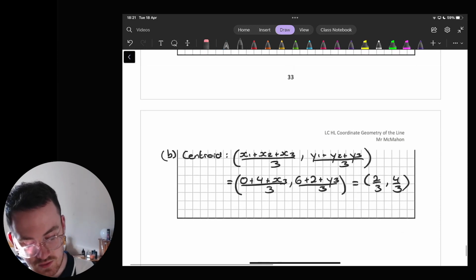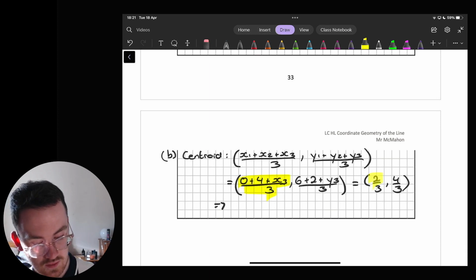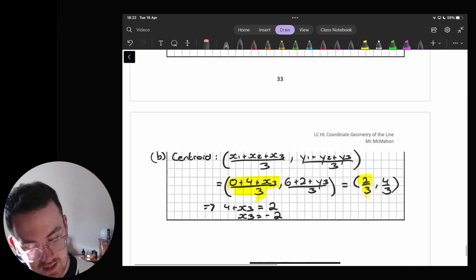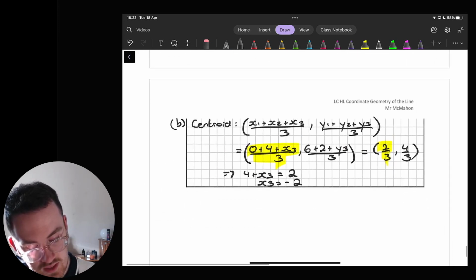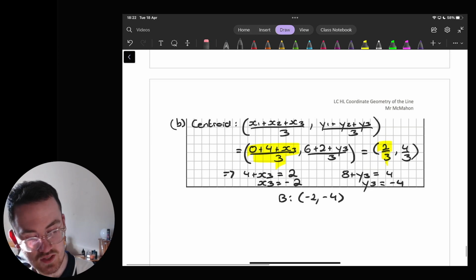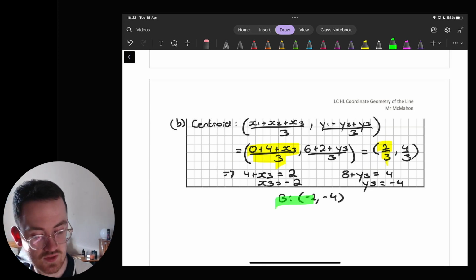So that means, of course, taking the x coordinate first, that 4 plus x3 is equal to 2, so x3 is equal to minus 2. And then taking the y coordinate, I get that 8 plus y3 is equal to 4, so y3 is equal to minus 4. So that means that B is (-2, -4). That's my answer for that second part.